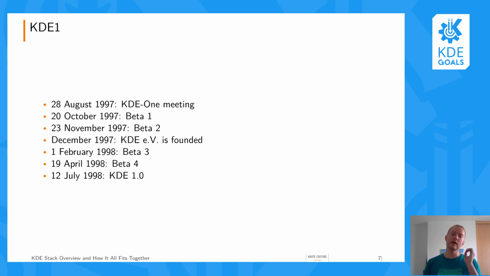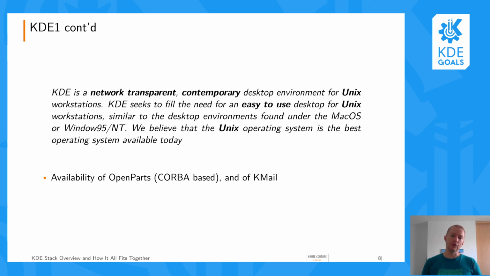A couple more betas, and in 1998, the first stable release of KDE. Back then, the definition was: KDE is a network transparent contemporary desktop environment for Unix workstations. KDE seeks to fill the need for an easy-to-use desktop for Unix workstations, similar to the desktop environments found under macOS or Windows 95 NT. We believe that the Unix operating system is the best operating system available today.